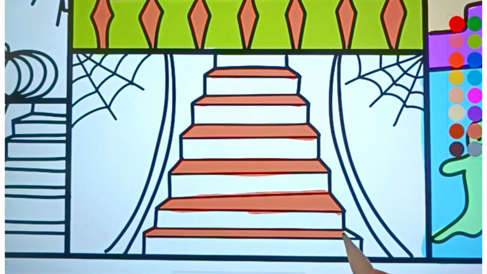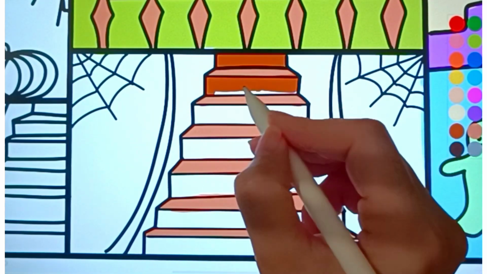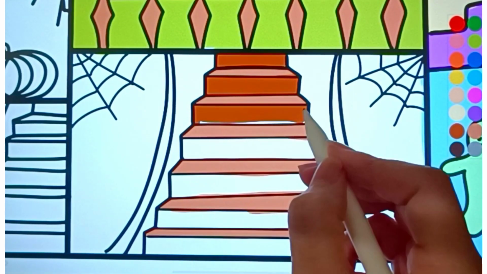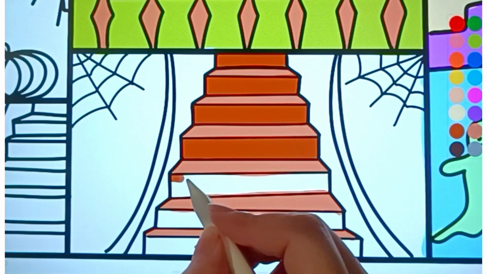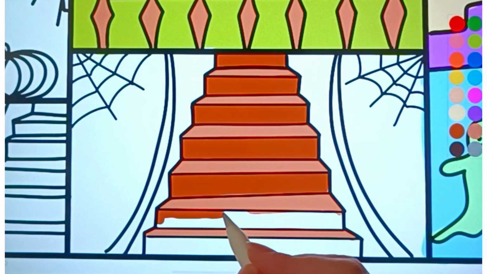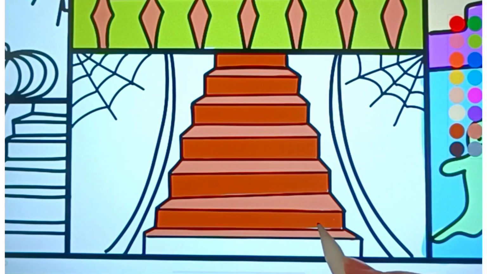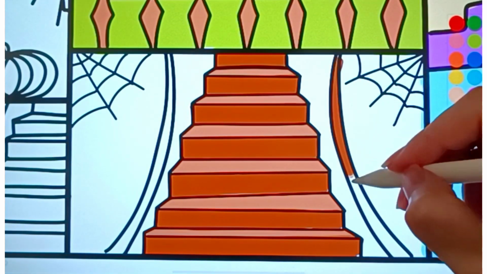And finally, let's not forget the house itself, tall, crooked, full of secrets. Haunted houses in stories often represent imagination. They remind us that even spooky places can be filled with laughter and adventure. Behind every creaky door and dusty curtain, there's always a story waiting to be told.